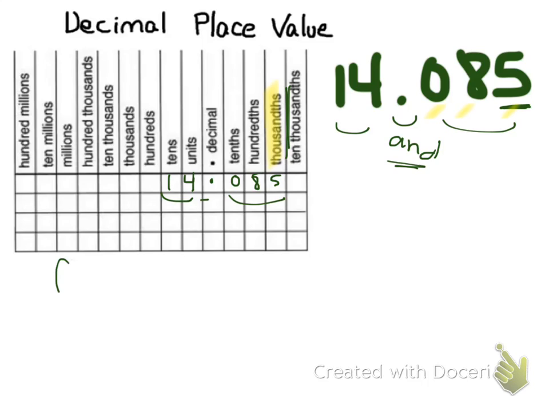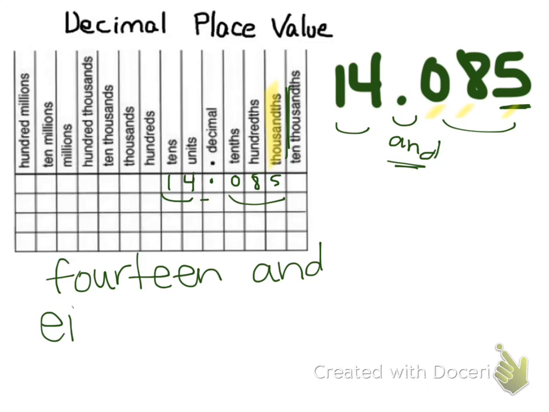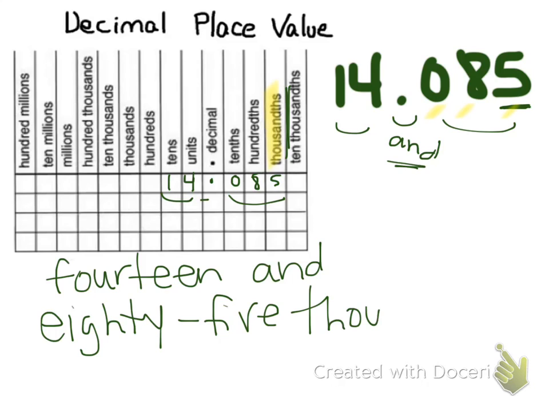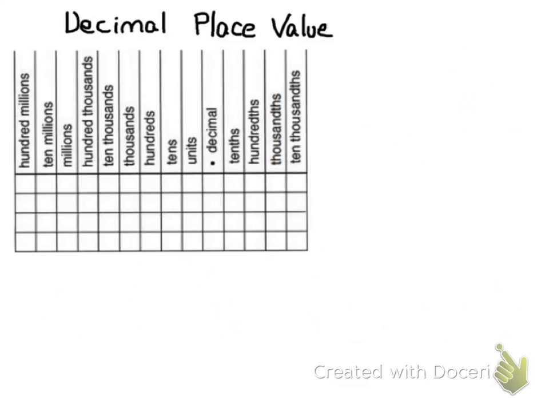If we were to write this down, now this is kind of always a pain to write all these words down, but you got to be able to do it. 14 and 85 thousandths, right? Make sure you spell it right. Oops, I spelled it wrong. Thousandths. I write the word thousand, and then I add THS. 14 and 85 thousandths.